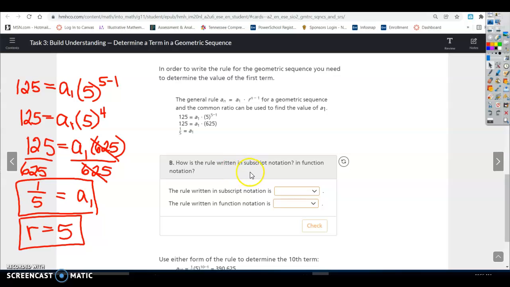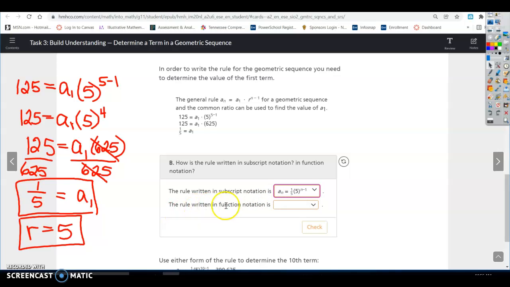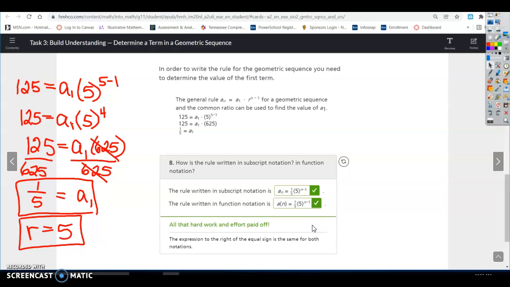All right, how is the rule written in subscript notation and in function notation? Remember, subscript just sits below the variable, kind of like an exponent sits above the number. So a sub n equals our first term times our common ratio. Our first term is 1/5 and our common ratio is 5 raised to the n minus 1 power. And the rule written in function notation would be the same thing, except it's going to be a of n equals 1/5 times 5 to the n minus 1 power.